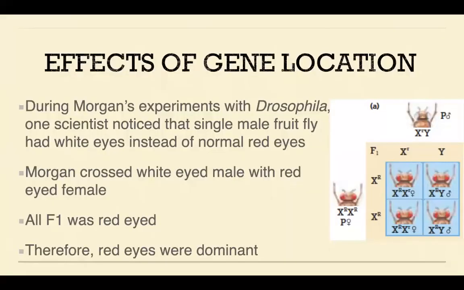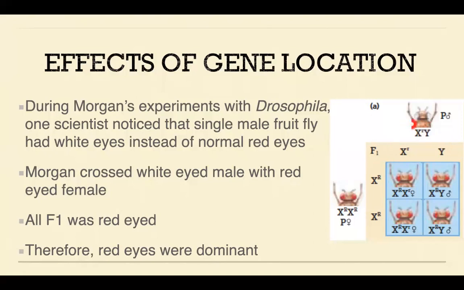Okay. So during Thomas Hunt Morgan's experiments with Drosophila, one scientist noticed that a single male fruit fly had white eyes instead of the normal red eyes. So red eyes is the normal version of the gene. So naturally what they did was they crossed the white-eyed male with a red-eyed female, which you can see here on the right-hand side with our handy little Punnett square.